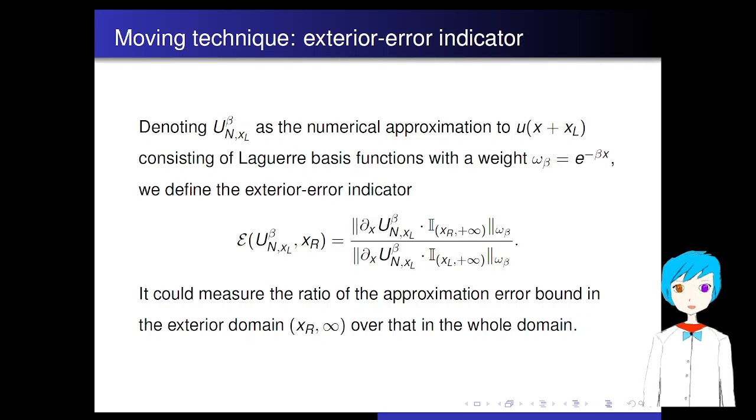So how do we determine whether we should move the basis functions and how we should move the basis functions? We define this exterior error indicator as follows. And this can actually measure the ratio of the approximation error bound in the exterior domain over the error bound in the whole domain.